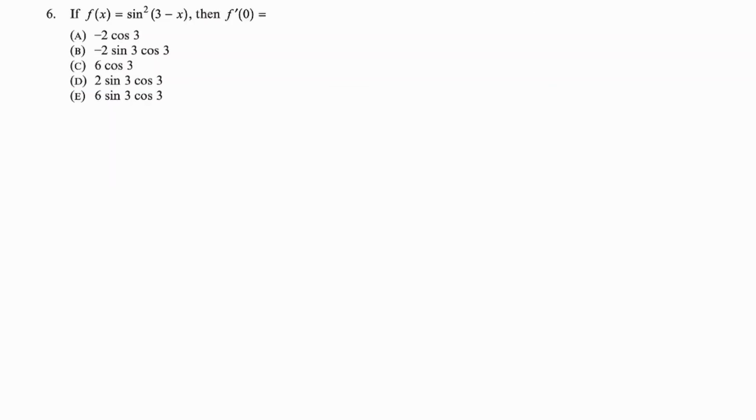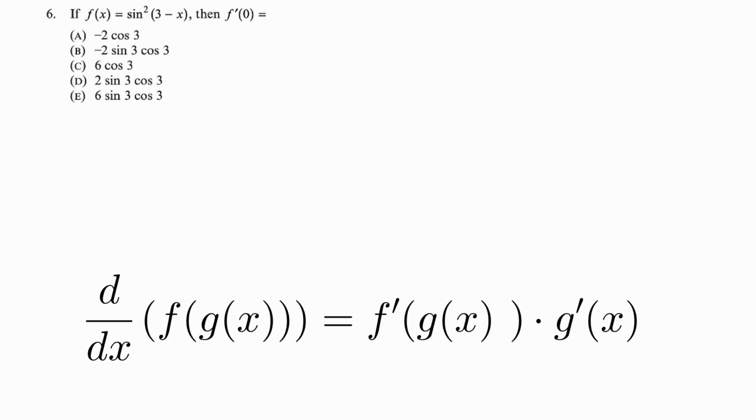6, if f of x is sine squared of 3 minus x, then f prime of 0 equals. This is just a straight chain rule problem. You do run into problems like this on the AP exam. They tend not to show up on too many practice problems because they're so straightforward that it seems like, why are we spending our time practicing things we are definitely good at?